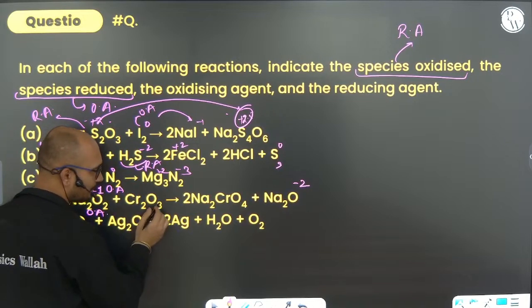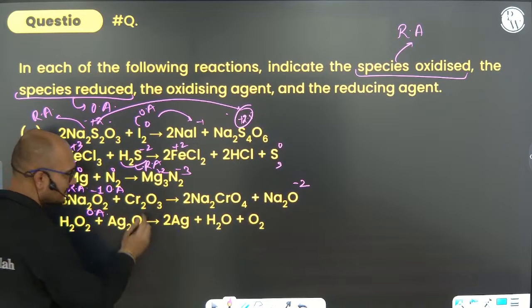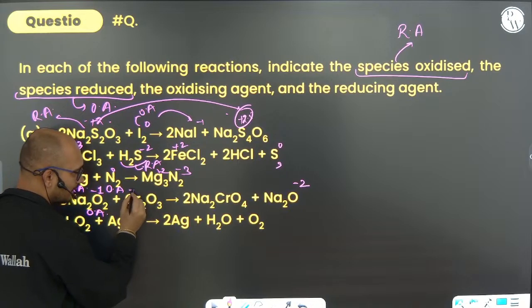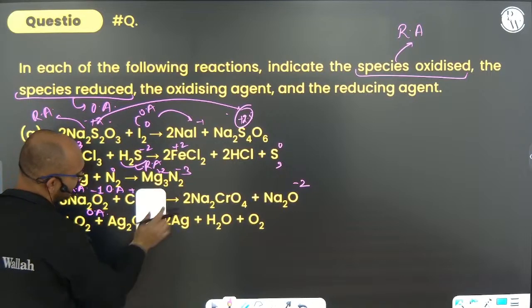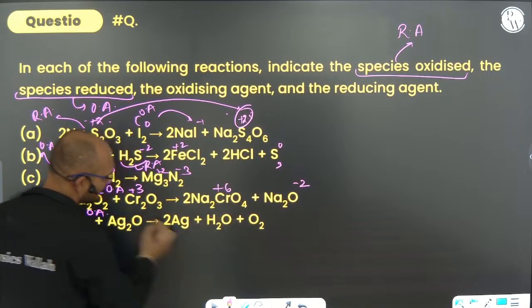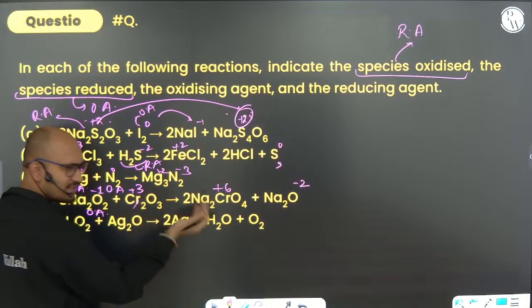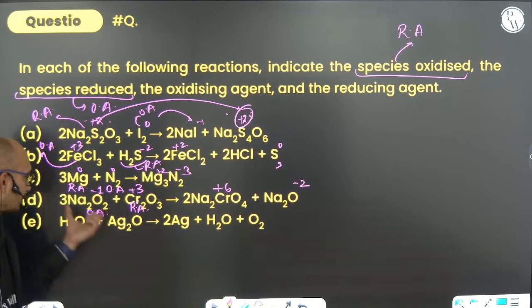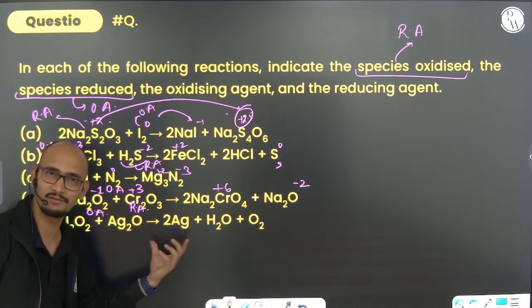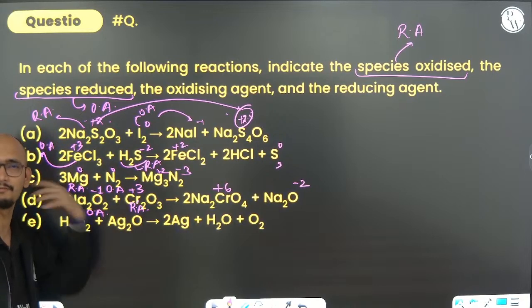What about chromium? Chromium's oxygen is not changing its oxidation state because it is -2. Here it was +6, and in Na2Cr2O3 it is +3, converting into +6. So it is getting oxidized. And of course, if it is getting oxidized, what can we say? It is the reducing agent. Always remember, if you have found the oxidizing agent, the other will be the reducing agent. If you have found the reducing agent, the other will be the oxidizing agent.